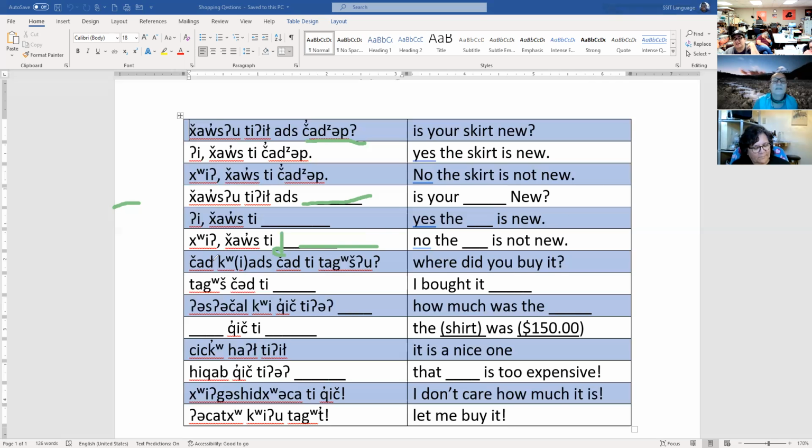And then if I were so inclined, I could say chod, quads, chod, tea, talk. Oh, where did you buy it? Yeah. Then you'd say togs, chud, tea, and then Amazon, Walmart, Target. Walmart. John T. Hamilton.